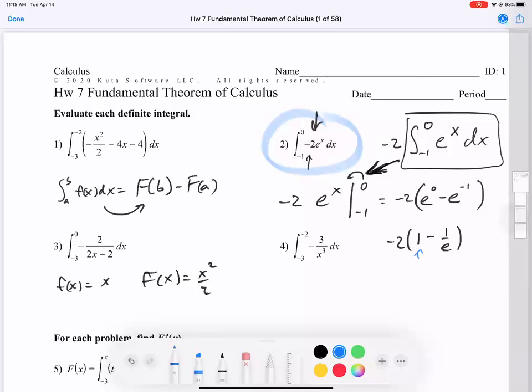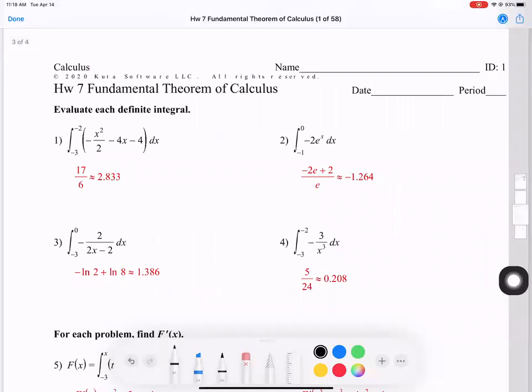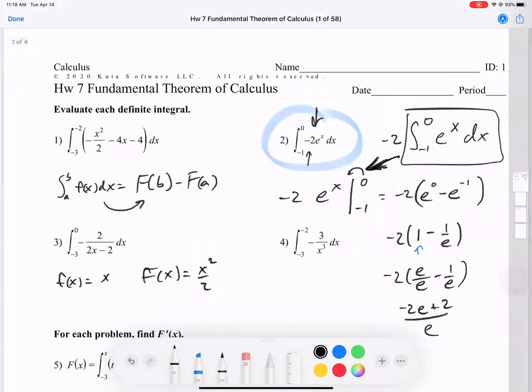If I want to put an e down here, that's going to be -2 e over e minus 1 over e. I'm just rewriting it. So -2 e plus 2 over, oops, that should be an e. If I need to simplify it, it's -2e plus 2 over e.